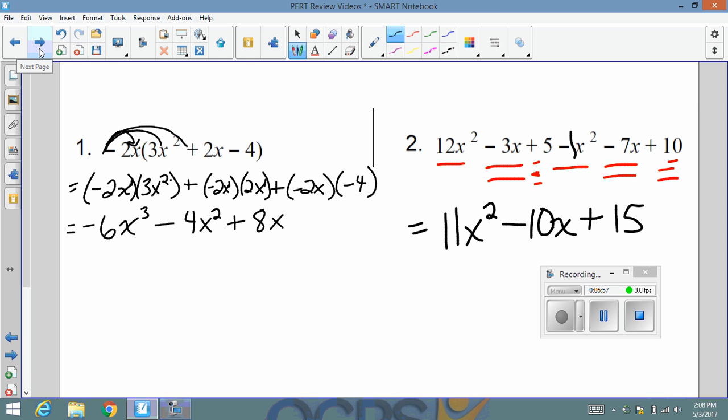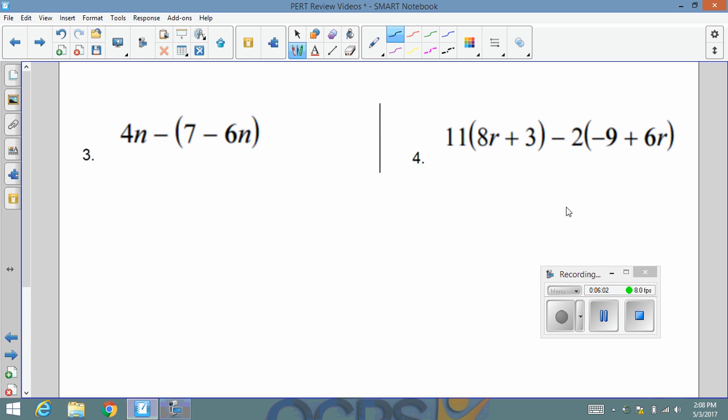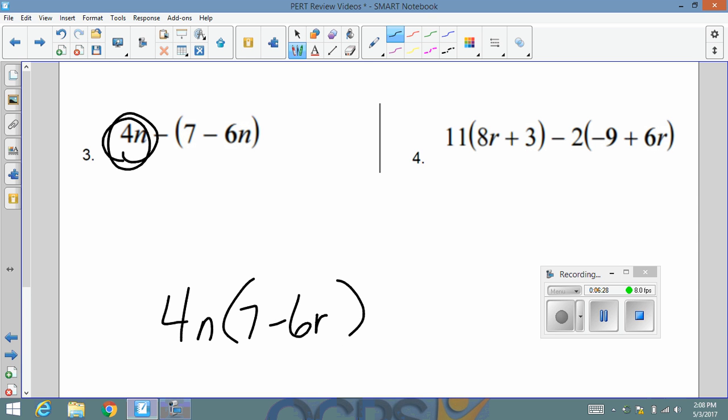Okay, let's look at 3 and 4. Notice in 3 and 4, I'm not just distributing or just combining like terms. I have distributing to do, and I know that because of the parentheses. But I'm also going to have to combine some like terms, most likely. Okay? So the first thing I want to point out on number 3, I am not distributing 4n. If I wanted to distribute 4n, it would look like this. See how I have this big old subtraction sign in the middle here?